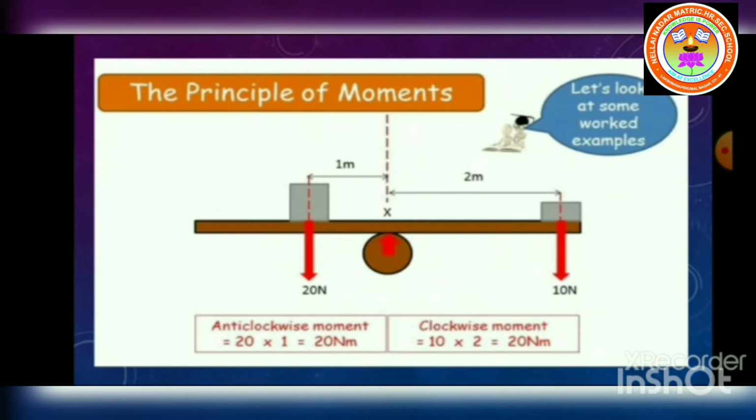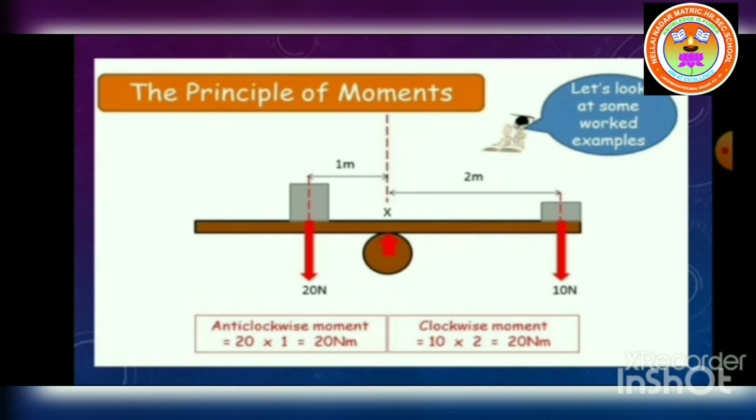So the center point is the pivot point. We know that the right hand side is the load and the left hand side is the weight, that means effort. Right hand side load, left hand side effort. The effort is 1 meter distance from the pivot point. The load is placed 2 meter distance from the pivot point.